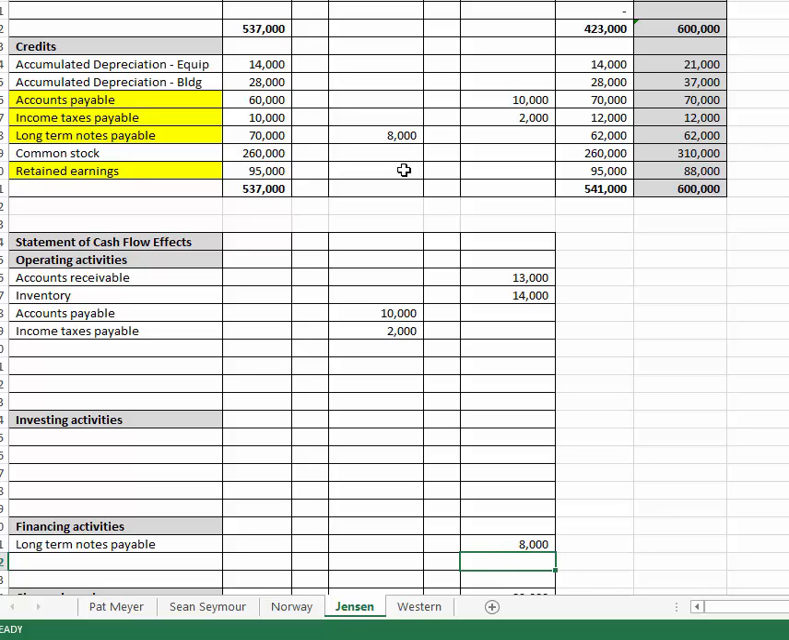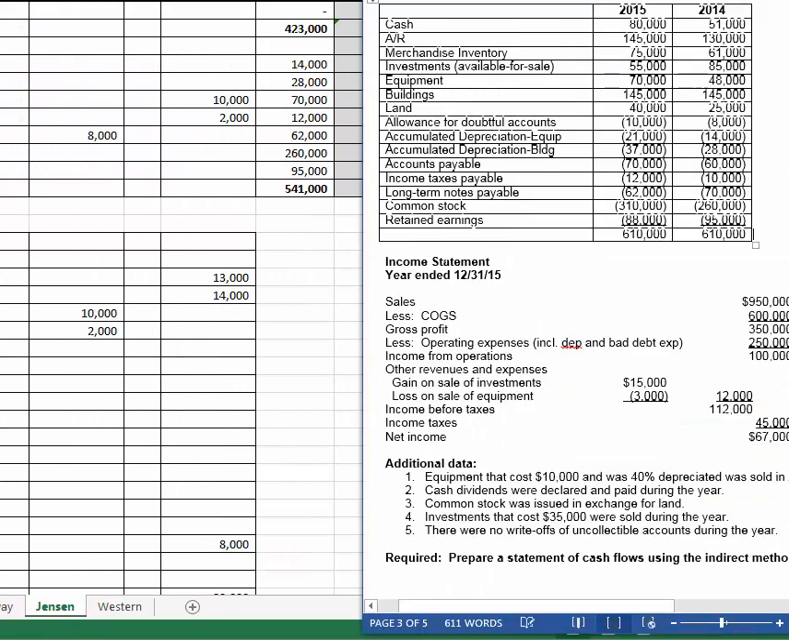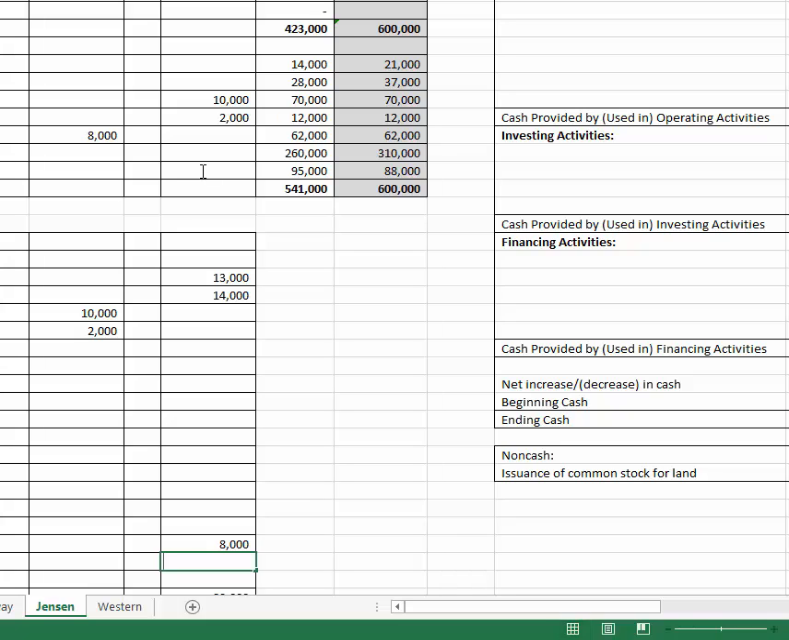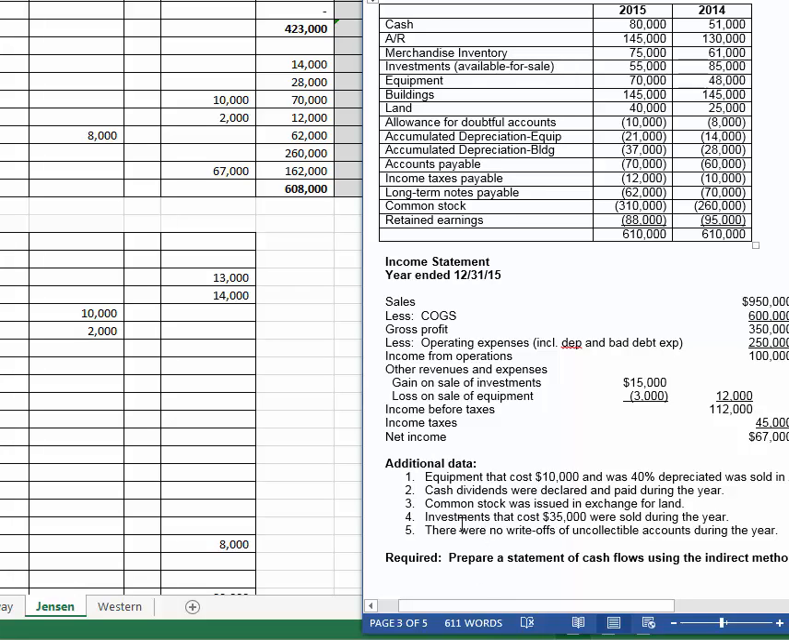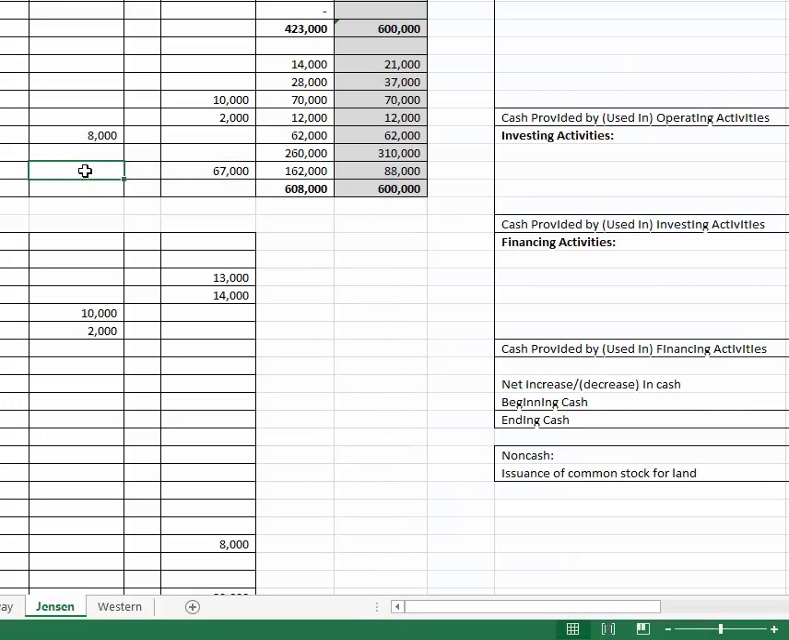And for retained earnings, I'm going to look back at the problem, and I'm given net income is $67,000. So we know net income is a credit to retained earnings. And I can see I'm not in balance, so there must be some dividends. So let's see what it talks about for dividends. Cash dividends were declared and paid during the year. It's in the additional data, point 2. It doesn't give us the amount of dividends, so we can just plug for that number.